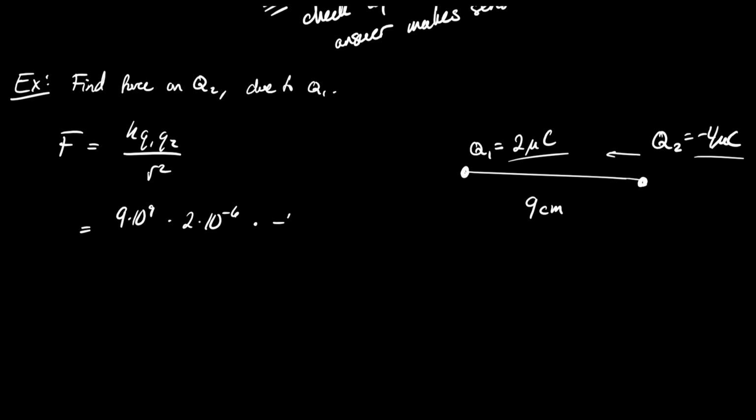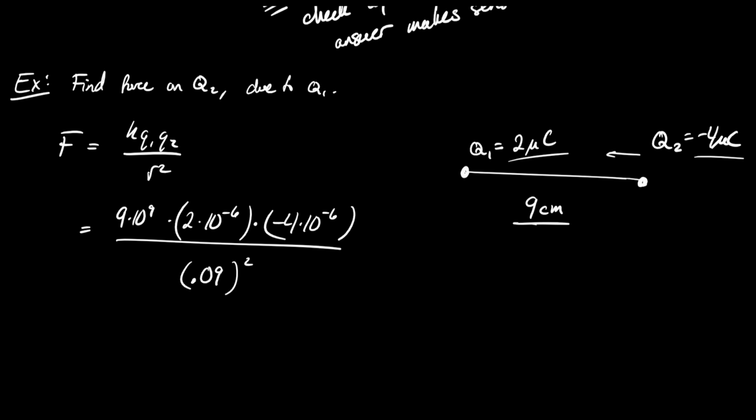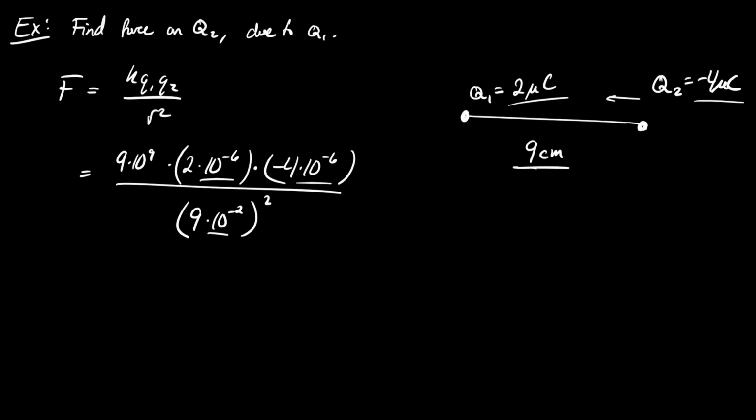Q2 is negative 4, and again, each microcoulomb is 10 to the negative 6th coulombs, divided by 9 centimeters, so 9 1/100ths of a meter is 0.09 meters squared. Alternatively, if you want, you can write centimeters, and this might actually be more helpful. 9 times 10 to the negative 2 meters squared. That way we can use our scientific notation tricks to deal with all these powers of 10.